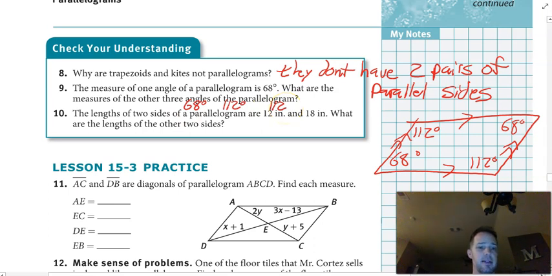Number 10 says the lengths of two sides of a parallelogram are 12 and 18. What are the lengths of the other two? Well, the opposite sides. Oh, that's one we didn't list. Opposite sides are congruent. So the other two sides are 12 inches and 18 inches for this one.